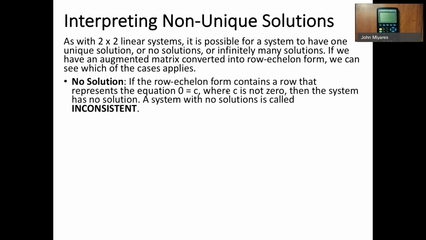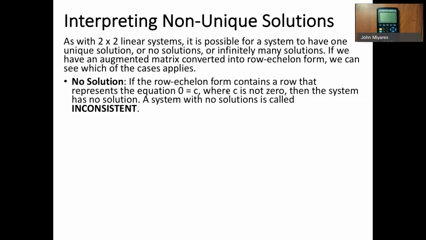One possibility is that you have no solutions to the system of equations. If the row echelon form contains a row that represents the equation 0 equals some constant c, where c does not equal 0, then the system will have no solution. Just like with a 2 by 2 system when this situation occurred, we're going to call a system that has no solutions inconsistent. Now, when it was a 2 by 2 system, we could graphically see there were no solutions to the system because the lines that represented the equations were parallel.